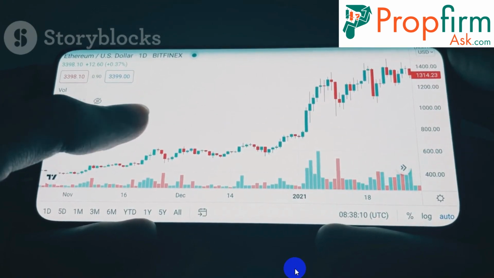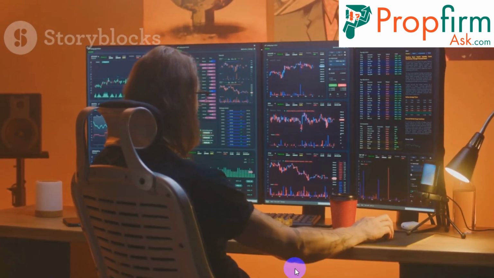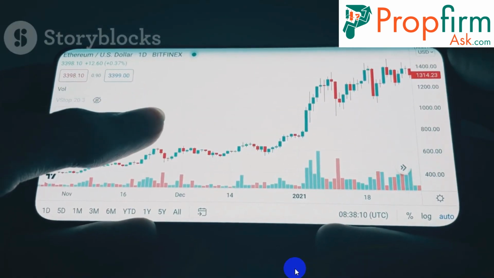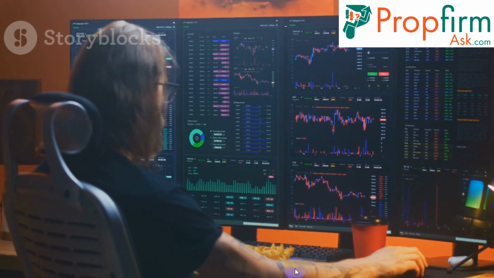A trading journal also serves as a motivational tool. It provides a clear record of your progress and helps you stay disciplined. When you see your growth over time, it reinforces positive habits and keeps you focused on your long-term goals.